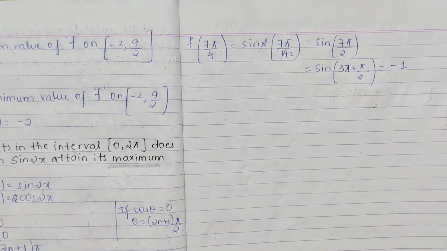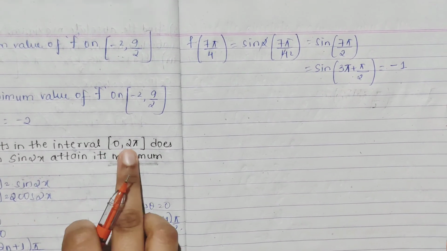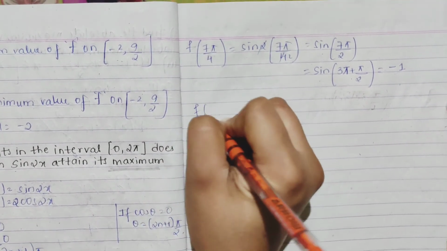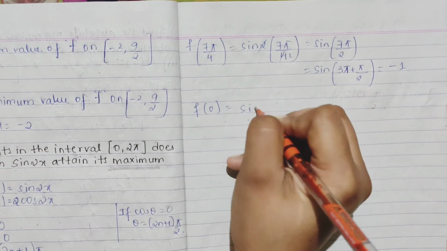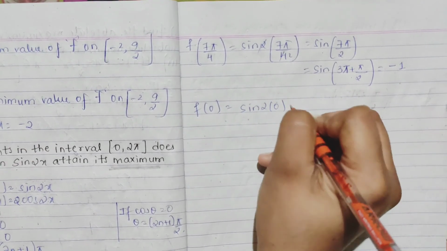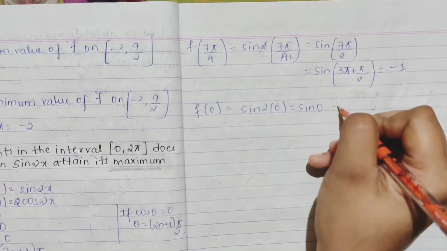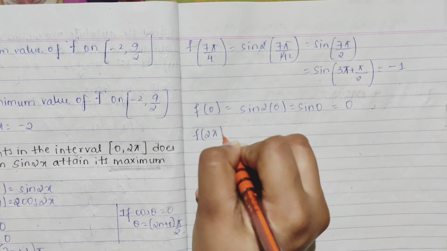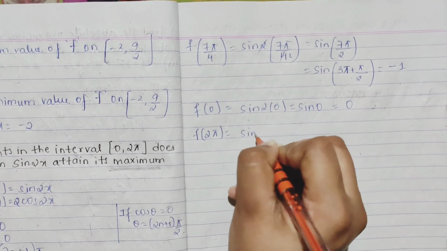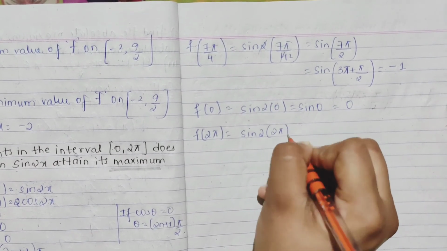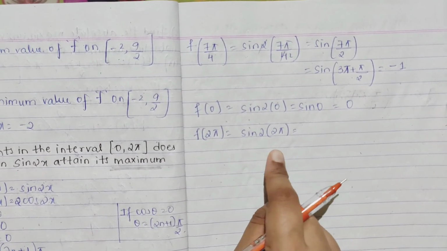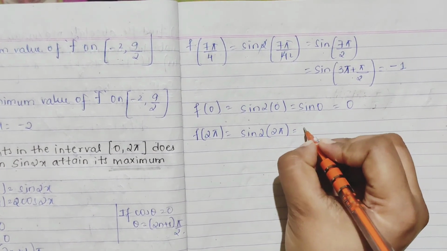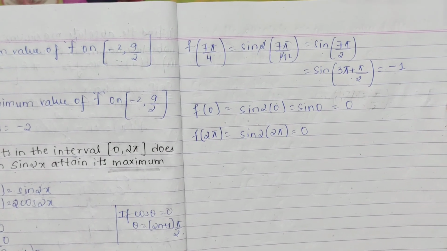They have given you the closed interval 0 to 2 pi. Here we will check if we take f of 0, what you'll get is sine 2 times 0, which is sine 0, which you'll get 0, right? Then at f of 2 pi, x equals 2 pi, so you'll get sine 2 into 2 pi. See, even multiples, however you take 4 pi, 6 pi, you'll always get 0 only. So here also you are getting 0.